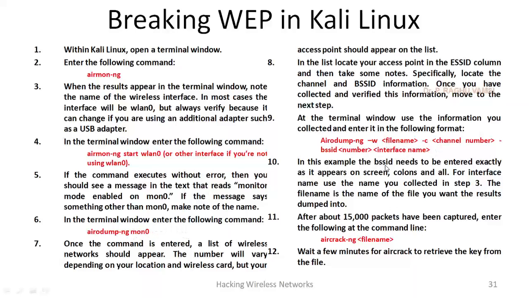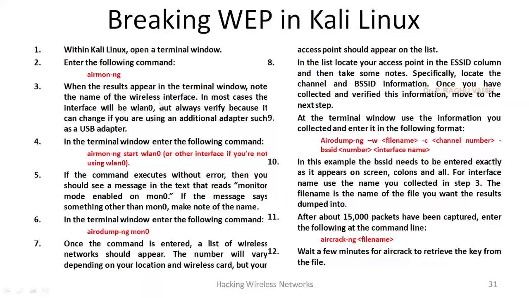In this example, the BSSID needs to be entered exactly as it appears on the screen, because the BSSID will look like 01 colon E0 colon, like that. You have to enter it into the command as it is. You should not use normal text. You should use the hexadecimal code that was shown on the command prompt. The same hexadecimal code should be entered here. So in this example, the BSSID needs to be entered exactly as it appears on the screen, colons and all. For the interface name, use the name you collected in step 3. What is the interface name?